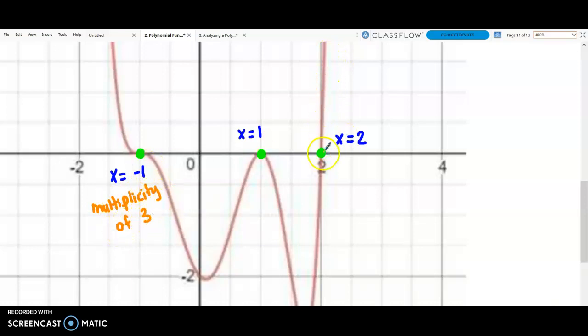Whereas this one, it goes straight through right here. It doesn't curve like this one. So this one curves through. This one does not curve through. It just goes straight through. That one is just a multiplicity of 1. And then at x equals 1, it doesn't go through at all. It touches x equals 1 and then it comes back down. So when it just touches it and comes back down, that's a multiplicity of 2.